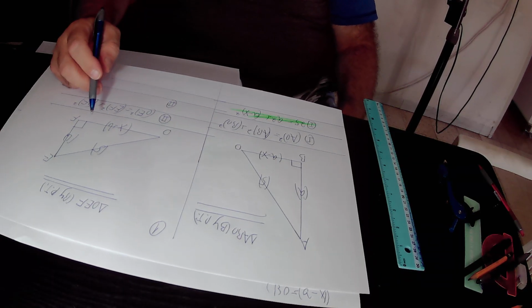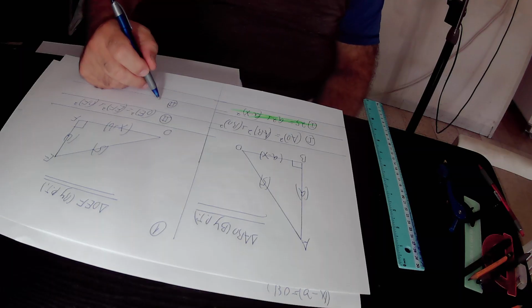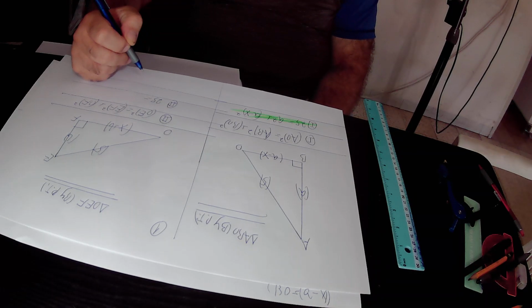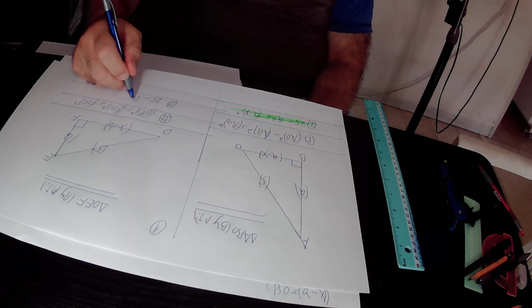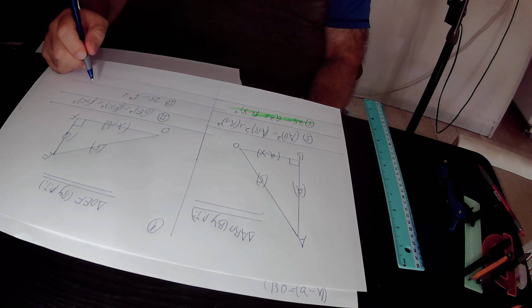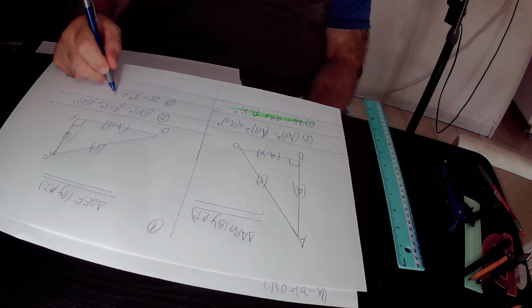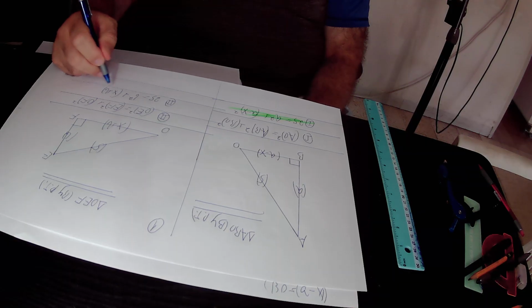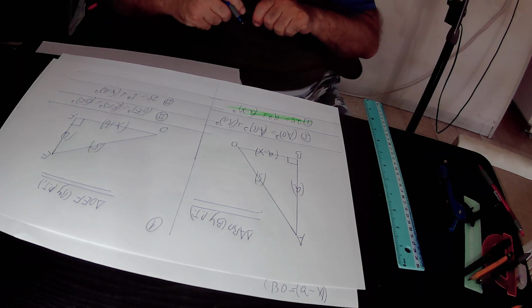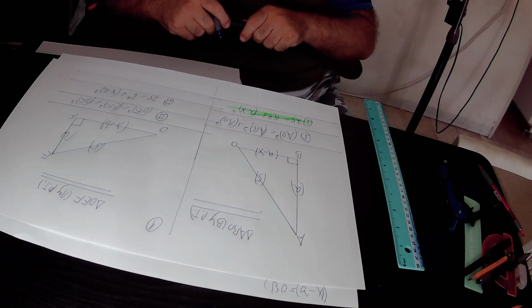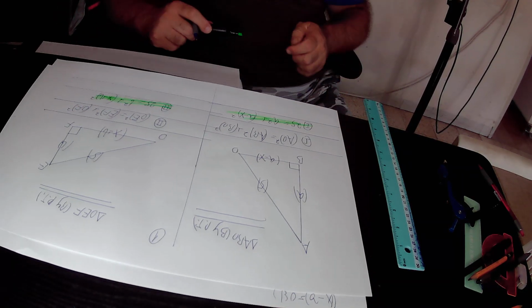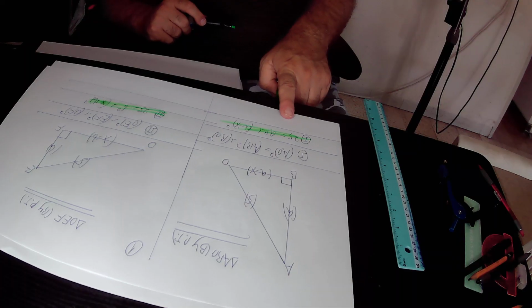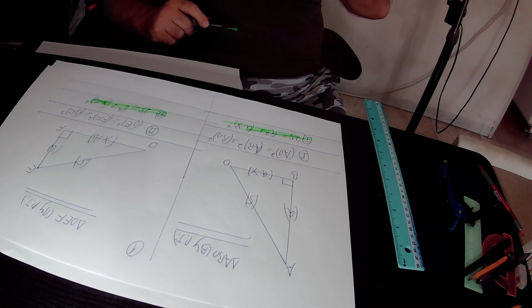OE is 5, therefore OE squared is 5 squared, that is 25. And it equals EF squared. EF is B, therefore EF squared is B squared, plus OF squared. OF equals X plus B, therefore OF squared equals X plus B squared. So in total, according to equation 2, we found out that 25 equals B squared plus X plus B squared. This is according to equation 2, while according to equation 1, we found out that 25 equals A squared plus A minus X squared.